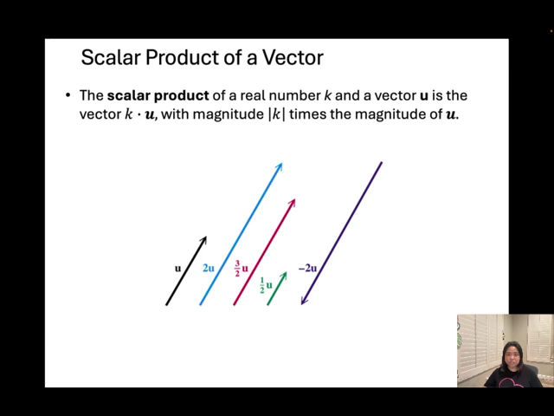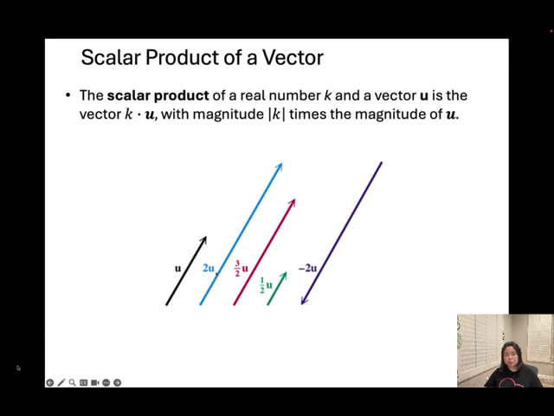Scalar product of a vector. The scalar product of a real number k and a vector u is the vector k times u. K will be the magnitude, k times the magnitude of u. So you can see this is my vector u. Let's say my k is equal to 2.